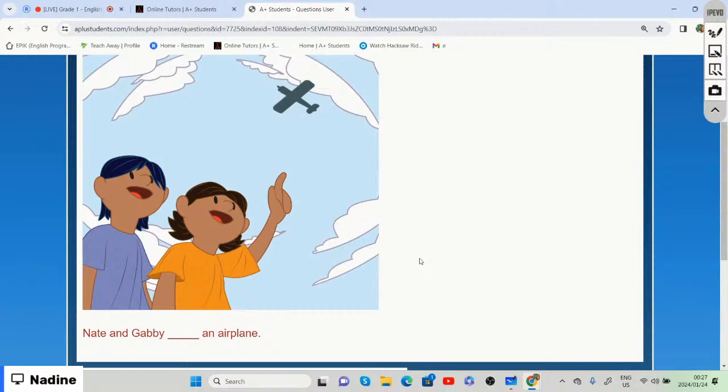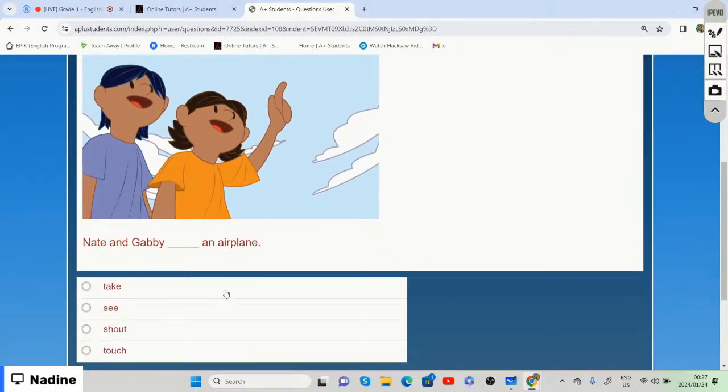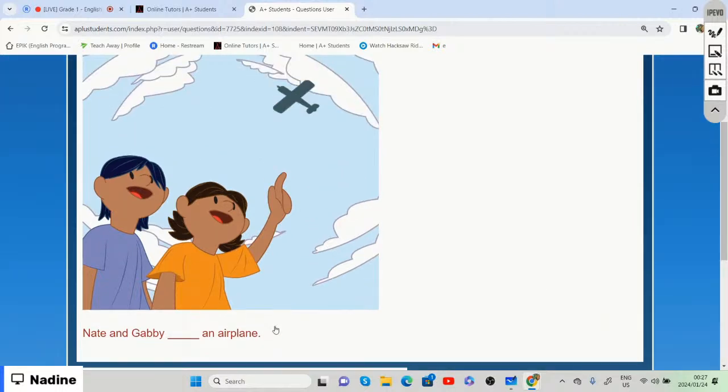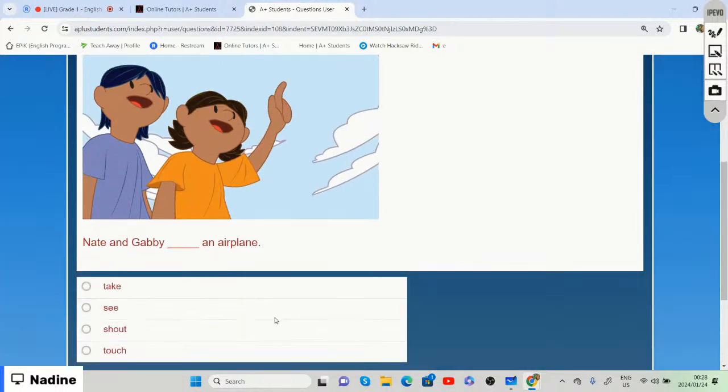Nate and Gabby, an airplane. So Nate and Gabby, do they take an airplane, see an airplane, shout an airplane, or touch an airplane? They looked up in the sky and they saw something. So did they take an airplane, see an airplane, shout an airplane, or touch an airplane?